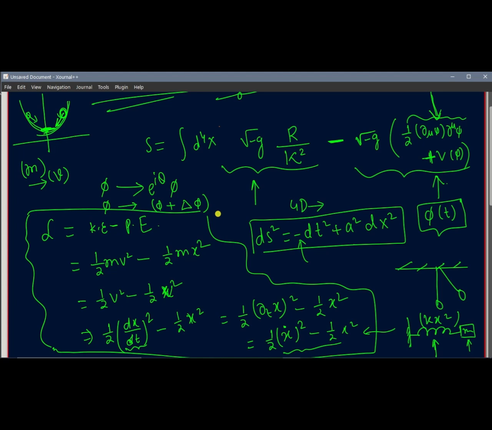The field must be isotropic, meaning that wherever you look it has to be the same, and if you displace the field by some coordinate, it doesn't change. So that is the meaning of it. That's why we are saying that this field is only a function of time, correct?